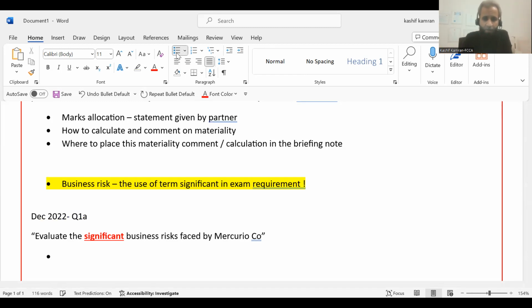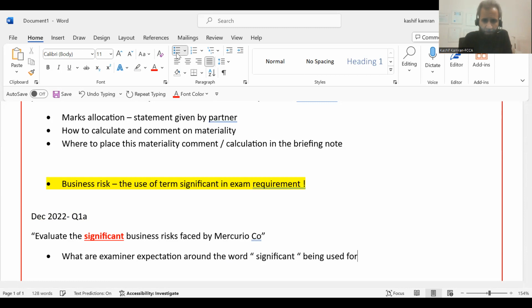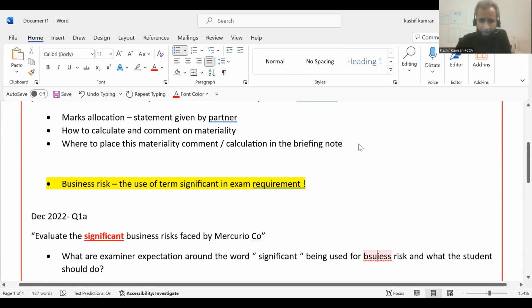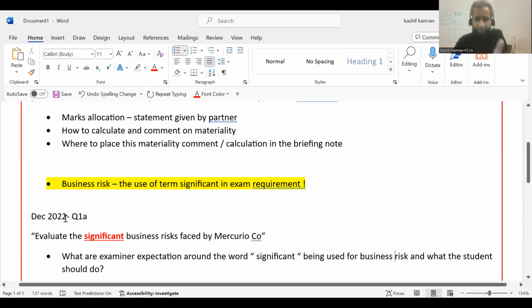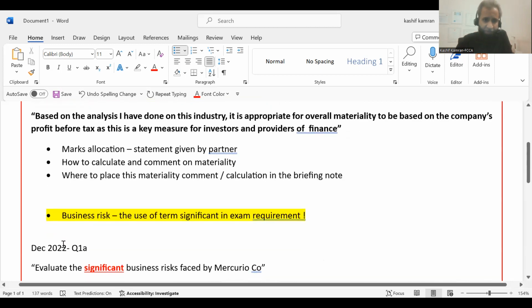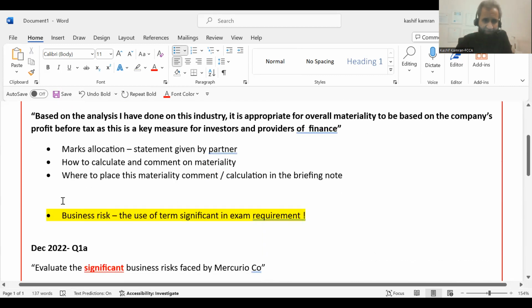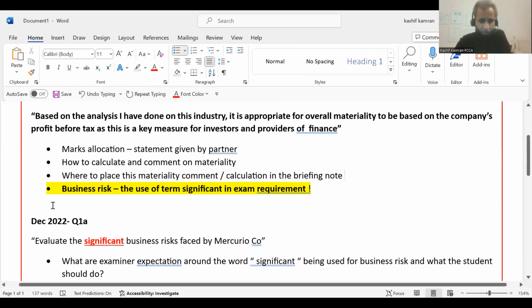So the questions around it: what are the examiner expectations around the word significant being used for business risk, and what should the student do? We'll explore that on day 3. So please ensure day 2 and day 3 are connected, so you're watching the recordings in a logical order. That's the second change we got into. The first change was the materiality statement. The second change is the business risk and that use of the term significant. Let's move on to the next change.